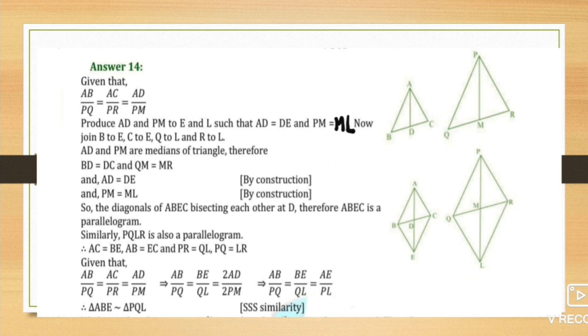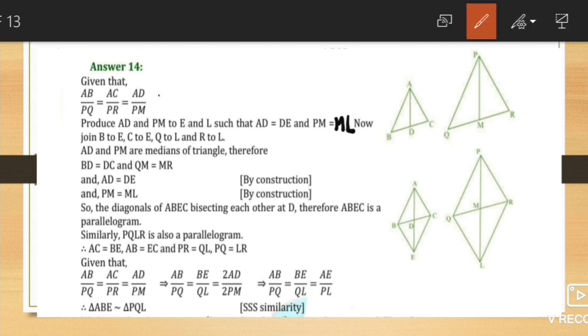First of all, this question is very important and a little bit complicated, so let's check the solution very carefully. As you can see, this condition is given: AB by PQ is equal to AC by PR is equal to AD by PM. And this was the given figure.